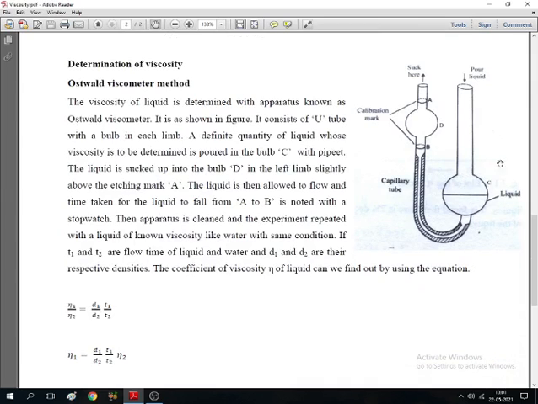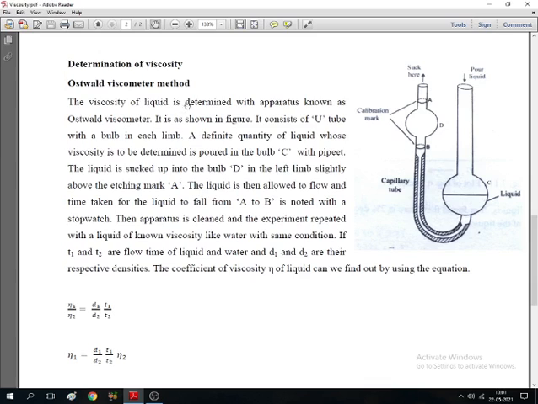Now this is a method, this is a U-shaped tube which has two bulbs, bulb C and bulb D, and this is a capillary. Now there are two marks, an etching mark A and an etching mark B, right? Now the experiment is very simple.